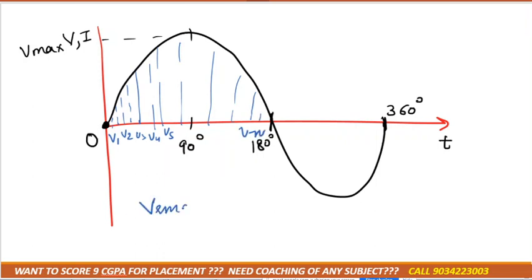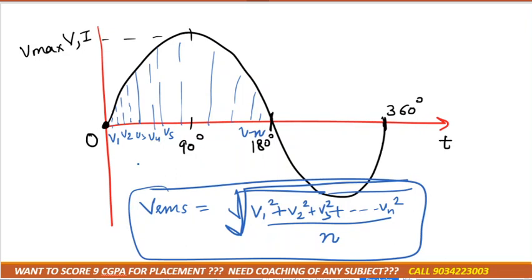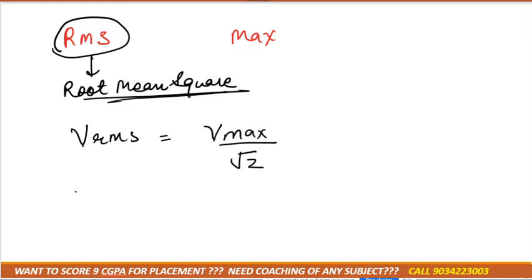So VRMS would be equal to the root of V1 square plus V2 square plus V3 square, and so on up to Vn square, divided by n. Why? Because we take the square, then the mean, and then the root, that is root mean square. Got it? So this is the VRMS. The relationship between RMS and maximum is VRMS equals Vmax by root 2, or IRMS equals Imax by root 2.